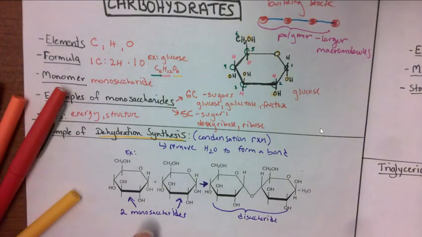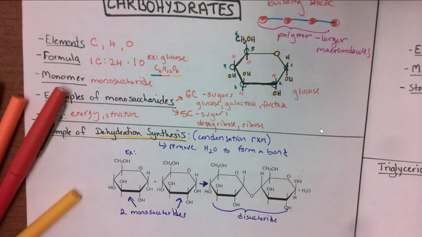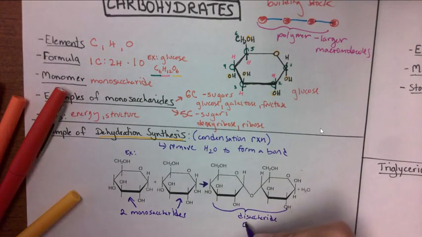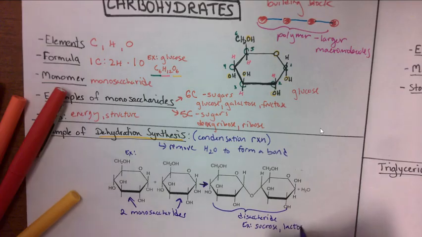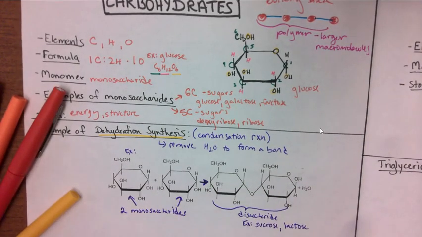Remember, mono means 1, so this is 1 sugar, 1 sugar. Disaccharide, we have 2 sugars put together to form a disaccharide. Examples of disaccharides include sucrose, lactose, and many, many others. But how does this covalent bond form here?